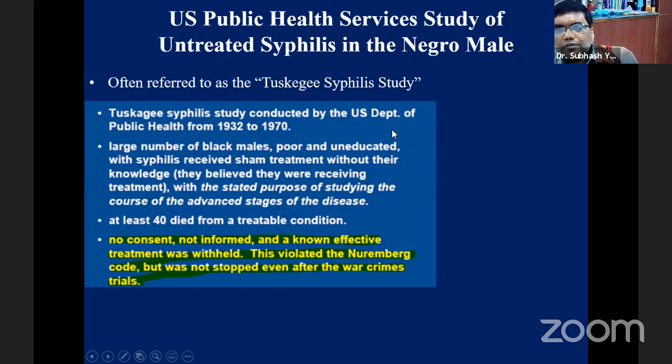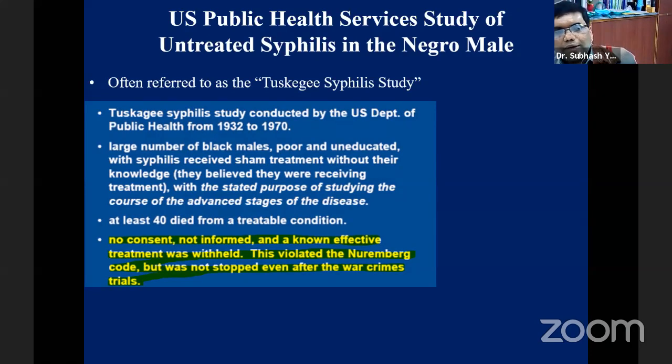This was conducted by the US Department of Public Health from 1930 to 1970. I mean, it started before World War II, and it was going on till 1970. A large number of black males, poor and uneducated, with syphilis, received sham treatment without their knowledge. I mean, they were not told they were receiving just a placebo; in fact, they were told they were receiving treatment for syphilis, with the stated purpose of studying the course of the advanced stage of the disease.